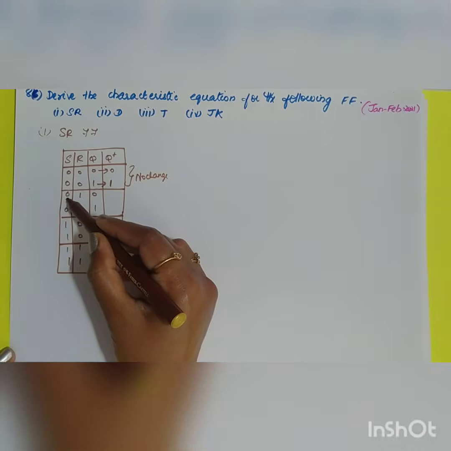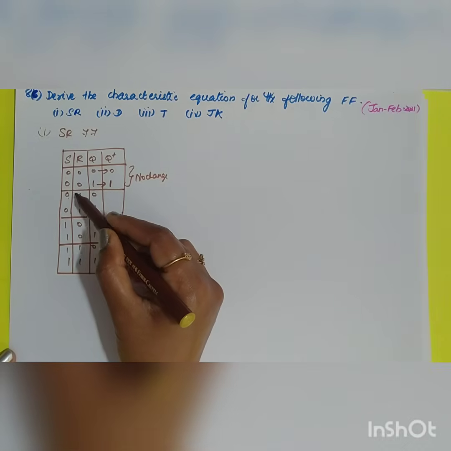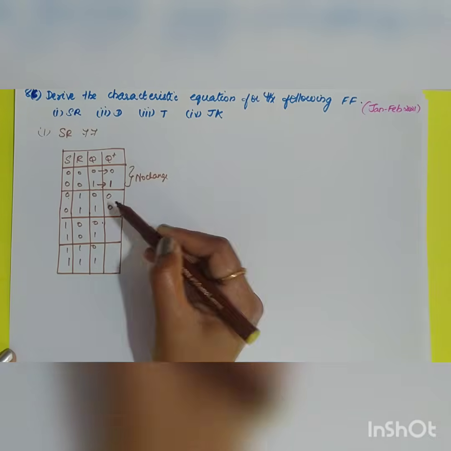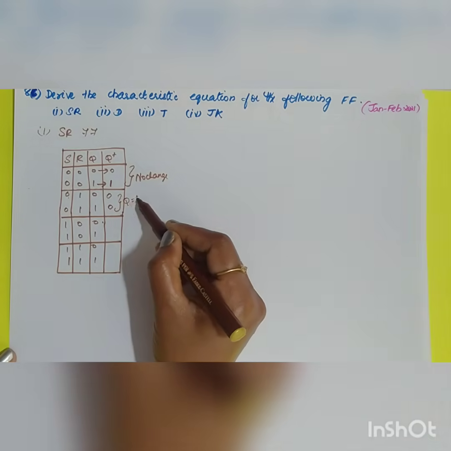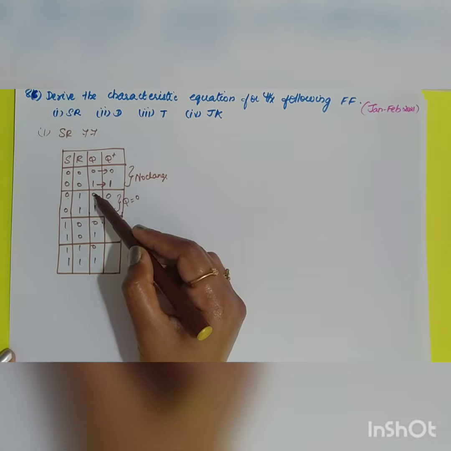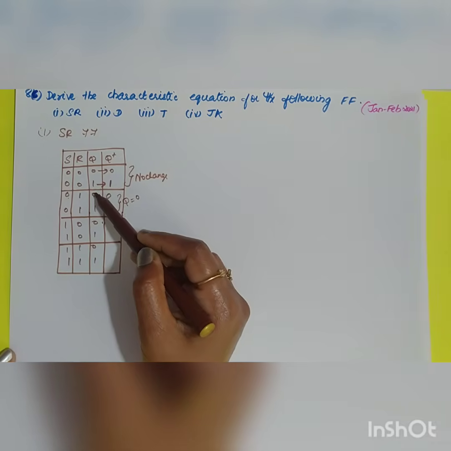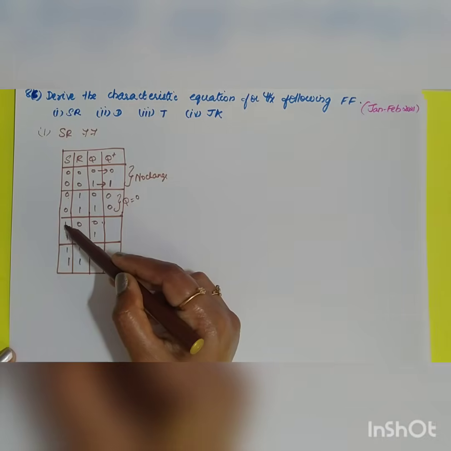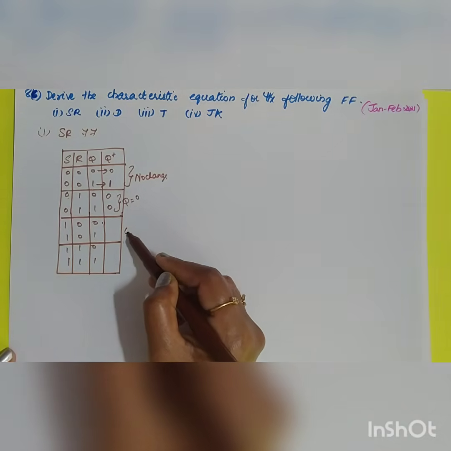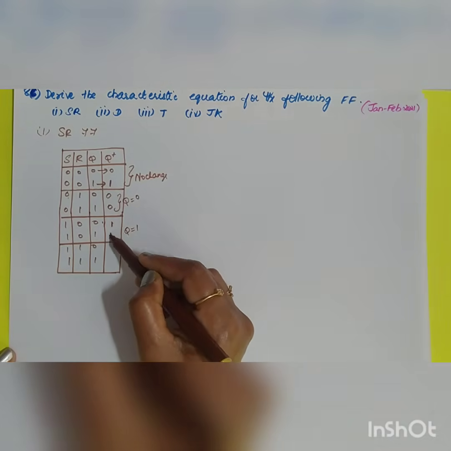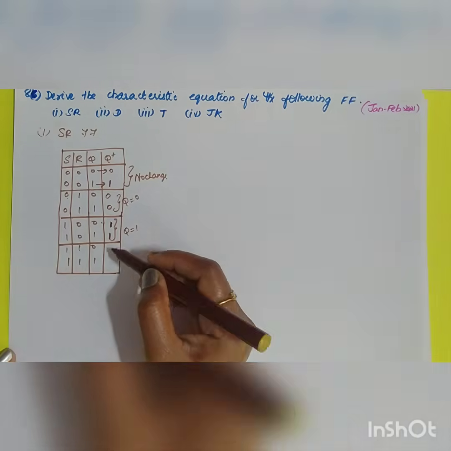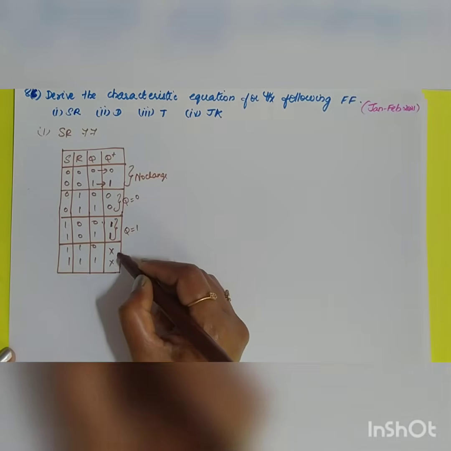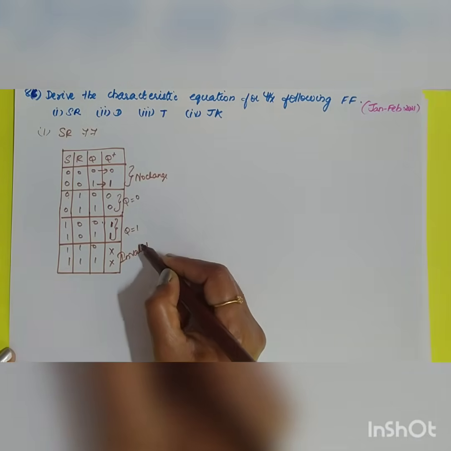Now what will be your next condition? S is equal to 0, R is equal to 1. So reset means Q will be equal to 0. So this will be the answer: Q is equal to 0 no matter what is the present state of Q. Whether Q is 0 or 1, the output will remain 0. What about your next one? 1, 0 means set is equal to 1, means Q is equal to 1. So your next state will be equal to 1. And the last one is what? Your race condition or your invalid condition. It is not defined in your SR flip-flop.